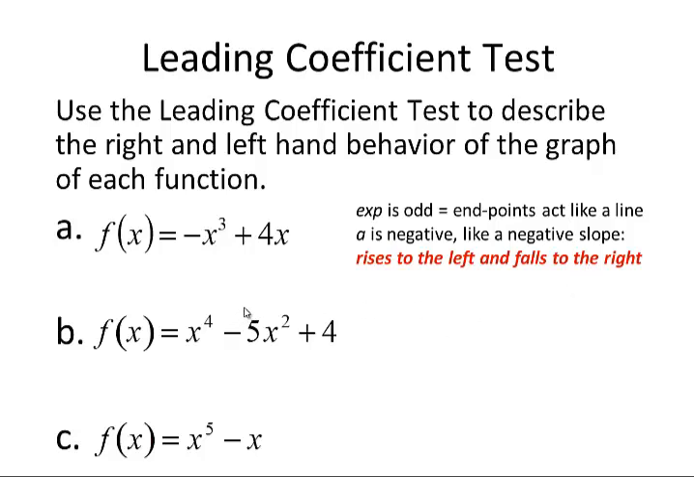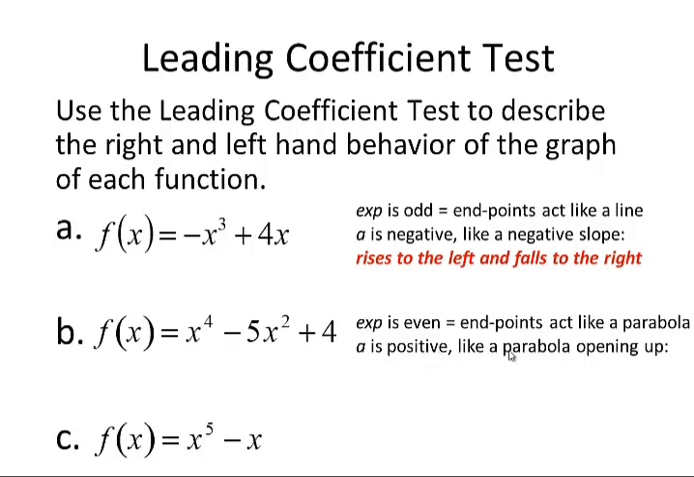Let's do another one. The exponent's even, so the endpoints act like a parabola. And since it's a positive one in the front, it's a parabola that opens up. So that means it rises to the left and rises to the right.